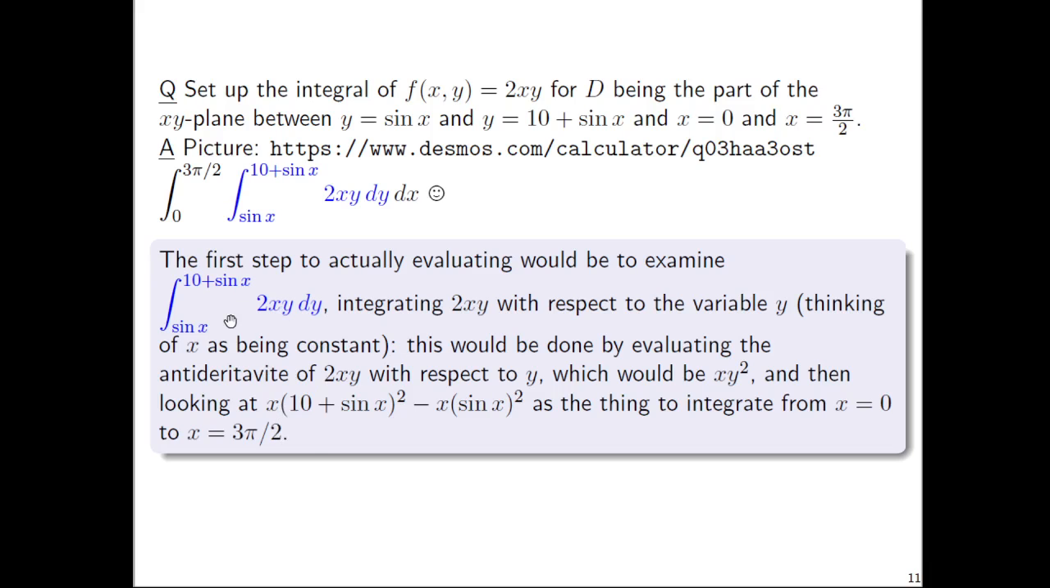Once you plug in y is 10 plus sine x, and you plug in also y is sine of x, we'd be looking at integrating the function x times the square of the quantity 10 plus sine of x minus x times sine squared x, and we'd be integrating that from 0 to 3 pi over 2. Now this can be done, but integrating a sine squared is just a little messy, so let's not dig into the details here too much.